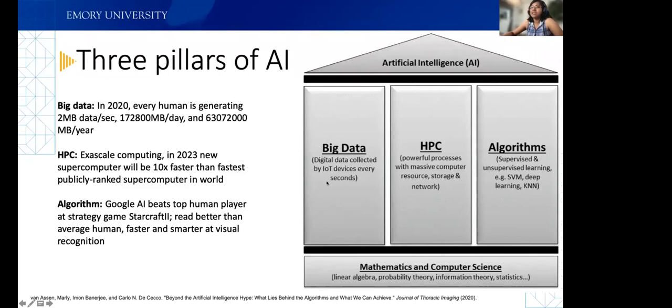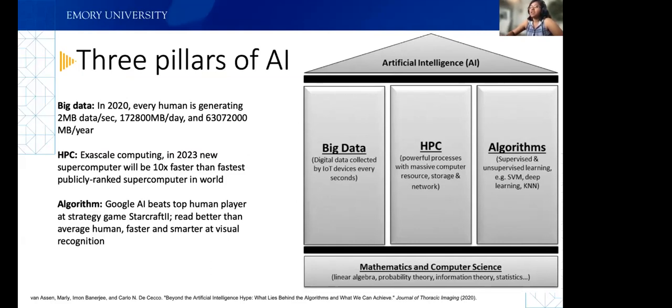And this whole thing is going digital. So we are pumping data into the system, and AI is taking advantage of that and learning more and more inferable knowledge from that data to make advanced decisions. High performance computing, of course, is getting faster and faster. It's predicted that with exascale computing in 2023, we'll have a supercomputer that will be 10x faster than the fastest publicly ranked supercomputer in the world.